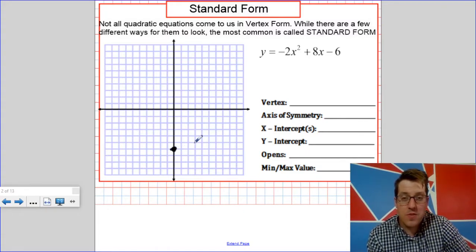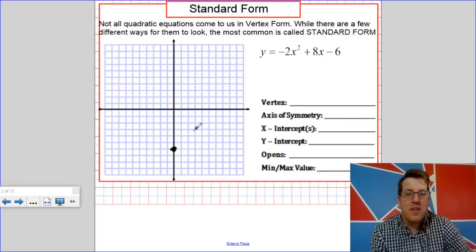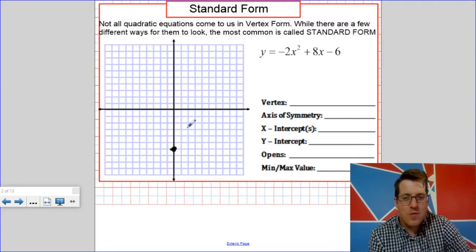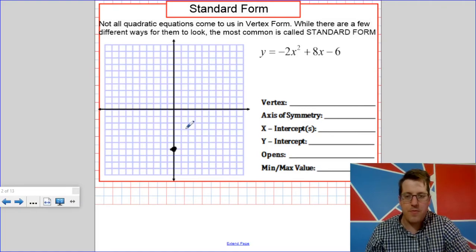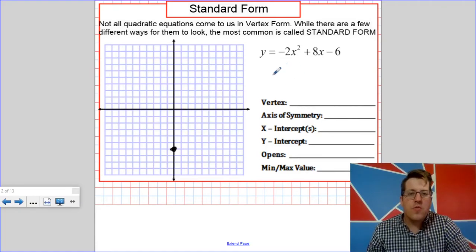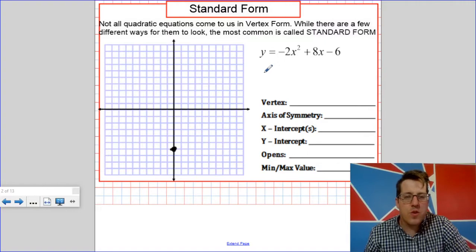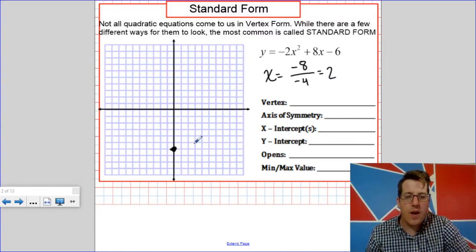And after we do this problem, I'll give you a big hint on something that we can do to help us better visualize the graph. The next thing we're going to do is find the axis of symmetry. So we're going to say x equals the opposite of b over 2a. And we're going to place that on our graph.